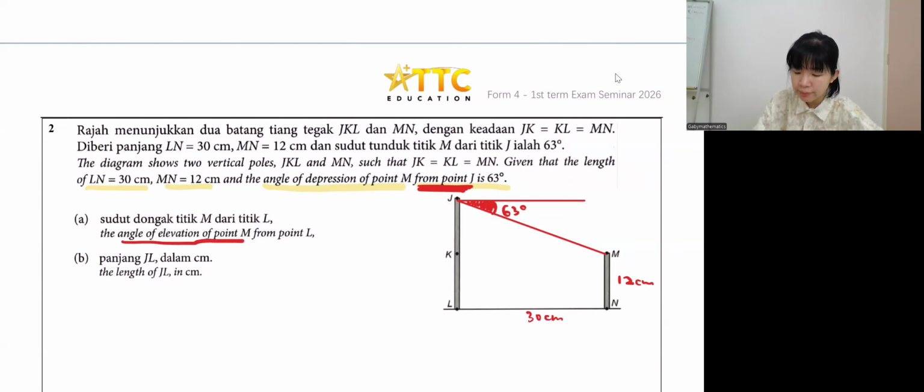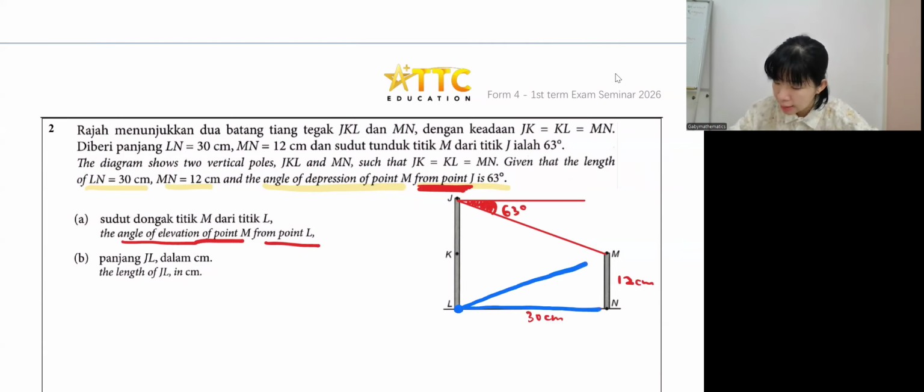Okay, question B. Angle of elevation of point M from L. Okay, where is it? Look up. From where? From L. Okay, go find L. L here. From L, you have to draw a horizontal line first. Then after that, look up. Look to M. Draw another line to M. Okay, once you got 2 lines, only then you got the angle. So this is the angle we want to find for part A.